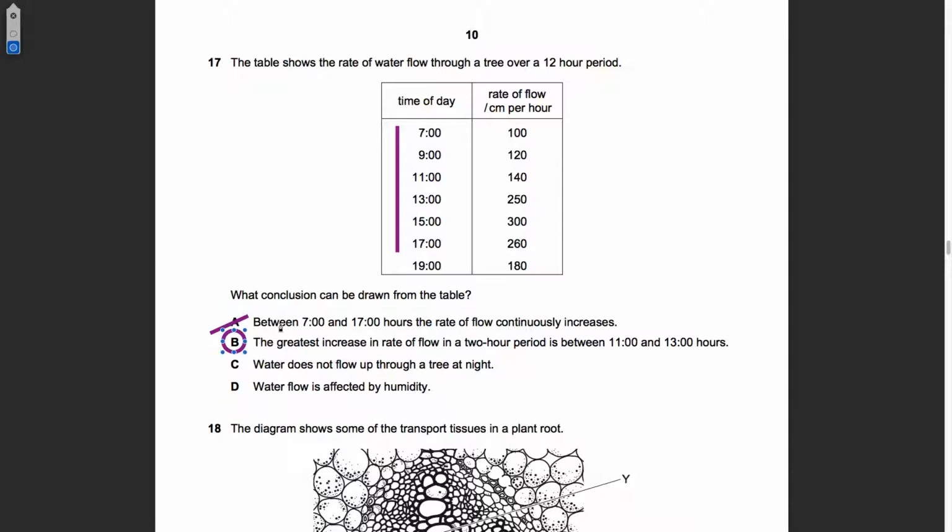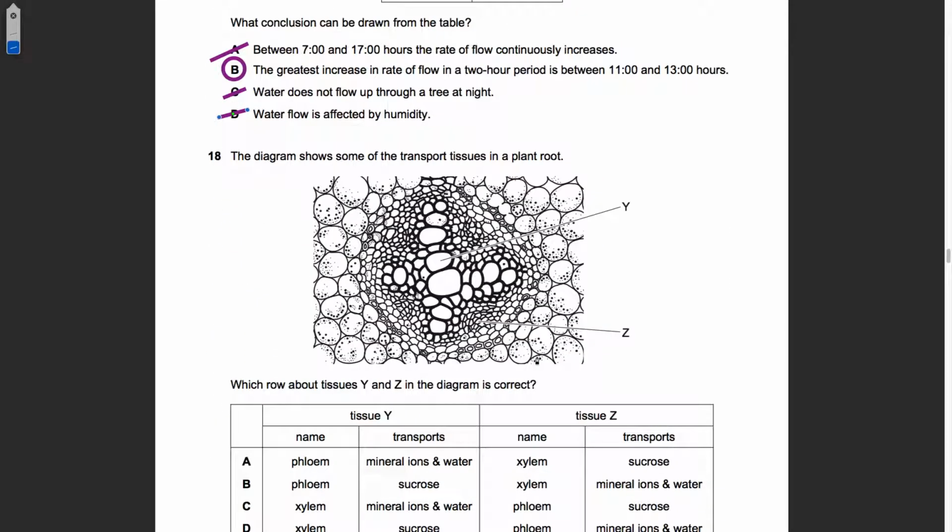Then the next two, just to check that they are incorrect. There is only one right answer on multiple choice, just to assure you. Water does not flow up through a tree at night. Well, I've got no idea, because none of the data goes into the nighttime hours. It stops at 7 o'clock at night and starts at 7 in the morning. I don't know from the data what's going on at night, so can't draw a conclusion like that. And water flow is affected by humidity. I've got no idea about humidity. This table of data doesn't say anything about the humidity of where this plant is, so it has to be B.